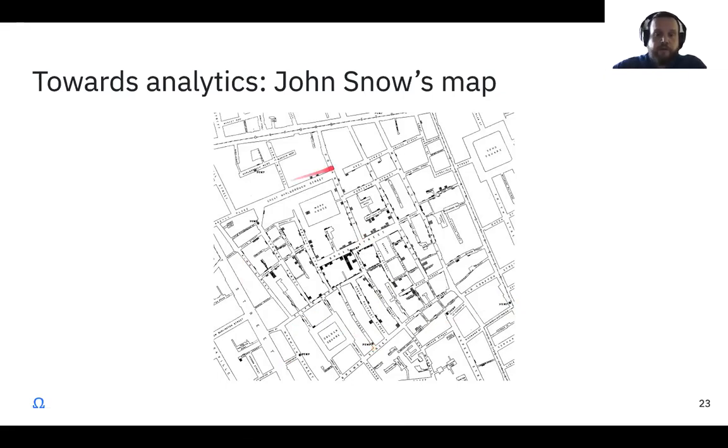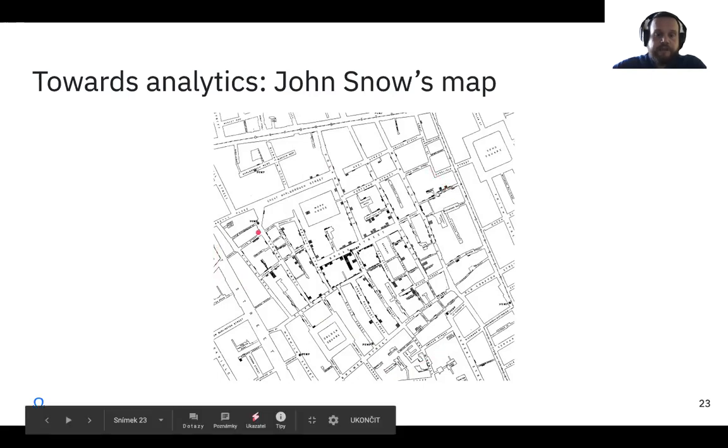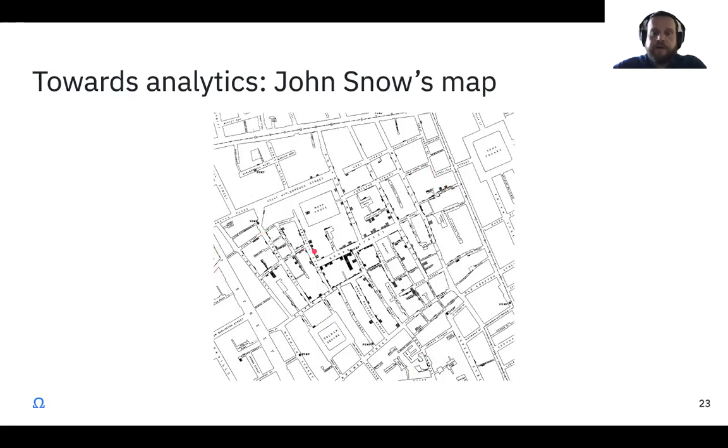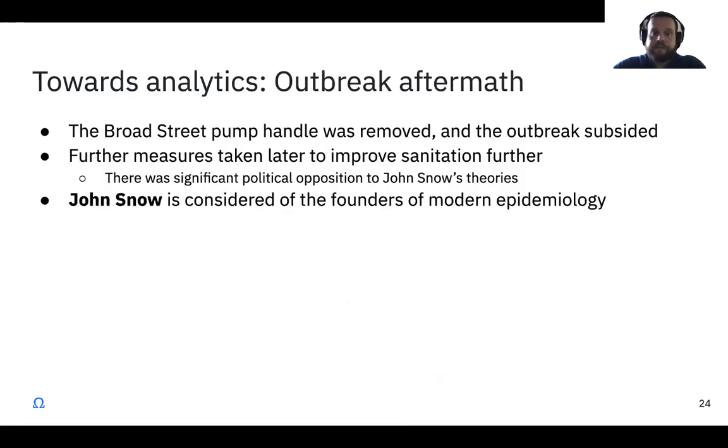Just looking at the map, this was a very innovative way of thinking back then. There seems to be quite a cluster, and it seems to grow in strength towards the epicenter, which seems to be around here. And what do you know? There is a water pump right here on Broad Street. So he took a very simple counter-epidemic measure. He removed the pump handle from the Broad Street pump, so people could not pump water from it, and the outbreak indeed subsided. Further measures were then taken to improve sanitation.